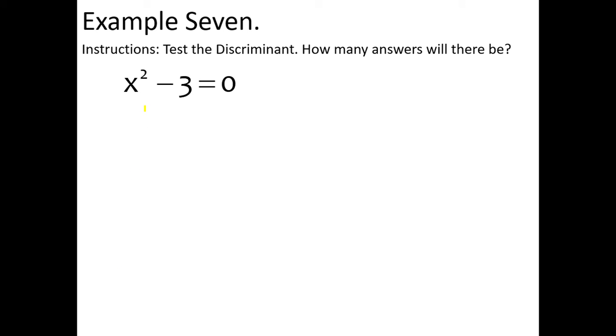All right, we need to find a, b, and c. You notice that the middle term here is missing. We have the x squareds and we have the constant at the end, but we don't have the x's. So that means there must be 0 x's. So the middle term, the b, is a 0.